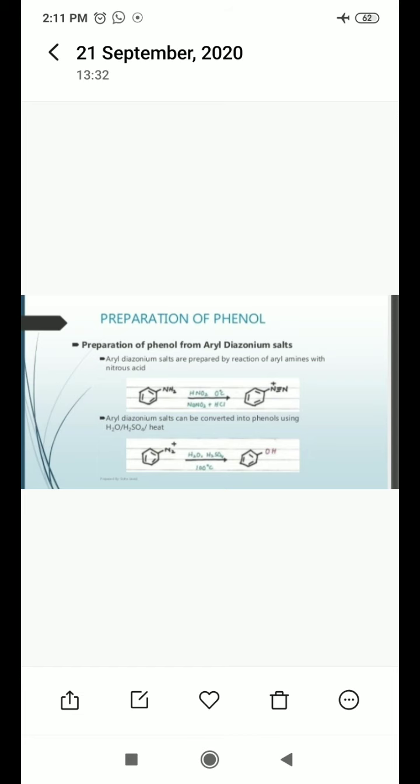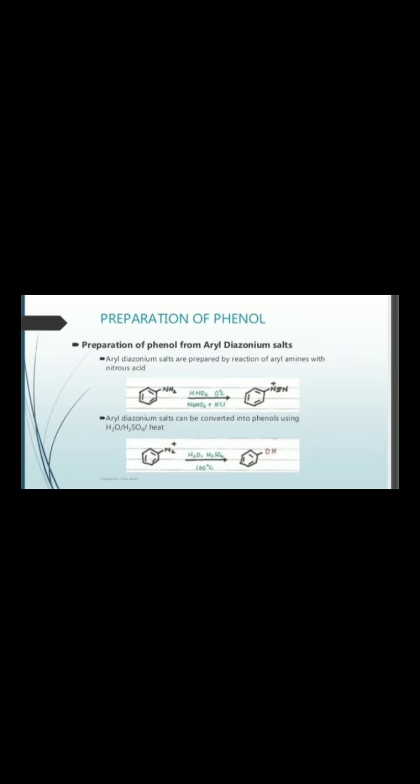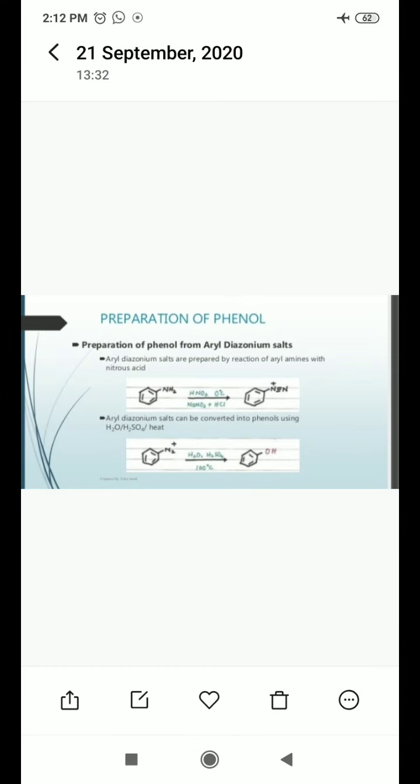Okay, this is the reactant that reacts with this aniline, and it forms the intermediate. Aryl diazonium salts are prepared by reaction of aryl amine with nitrous acid. Okay, this is the first step. What is the next? After formation of this diazonium salt, that is aryl diazonium salt, it can be converted into phenol using H2O, H2SO4 and heat.